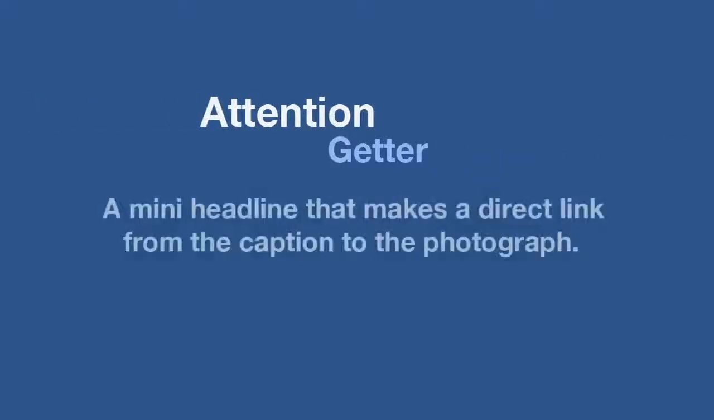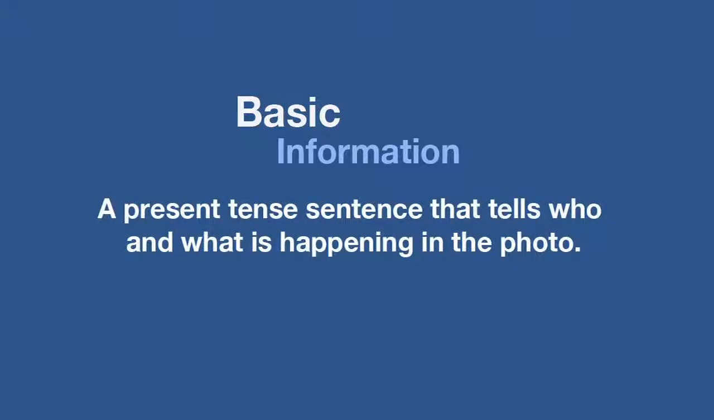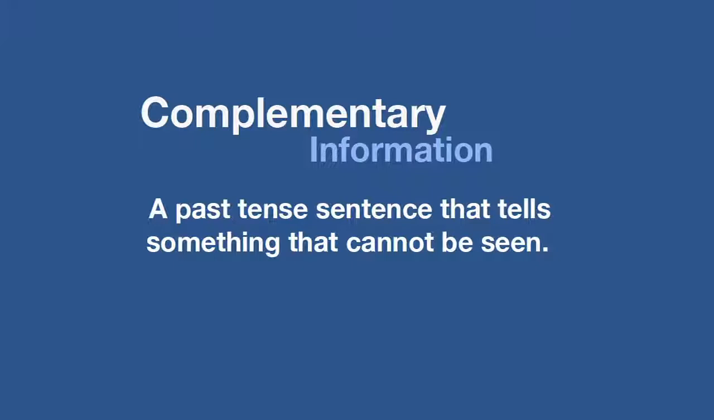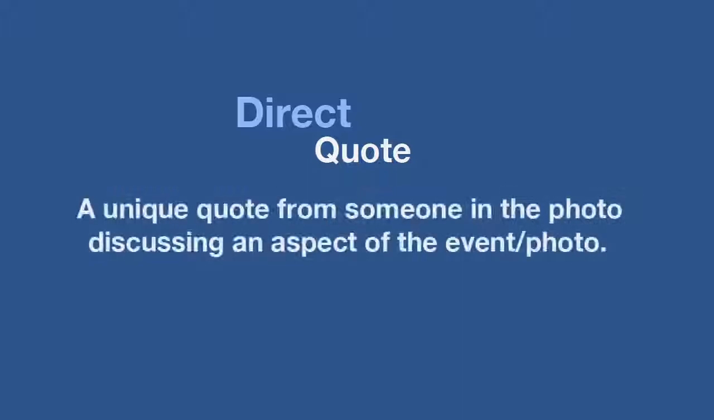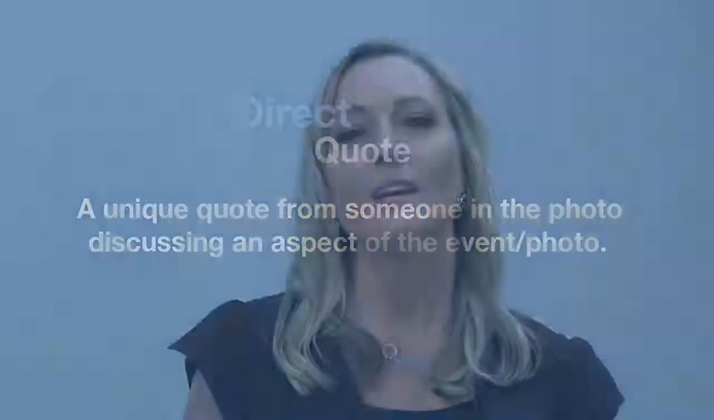So let's get started. First, you'll need to know the 4 parts to a caption. They're as easy to remember as A, B, C, D. First is A, the attention getter. This is a mini headline that links the photograph to the caption. Next is B, or basic information. This is a present tense sentence that tells who and what is happening in the photo. Then C, or complementary info. This is a past tense sentence that tells us something we cannot see by looking at the photo itself, like a stat. Then D, a direct quote, that tells us a unique or specialized view from a person in the photograph. And just like when we write our other copy, we want our captions to be as accurate, complete, and informative as we can write them.